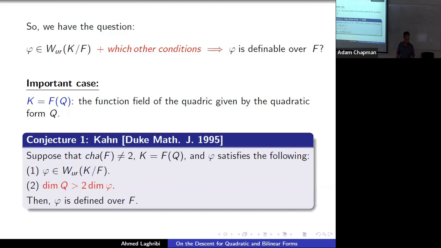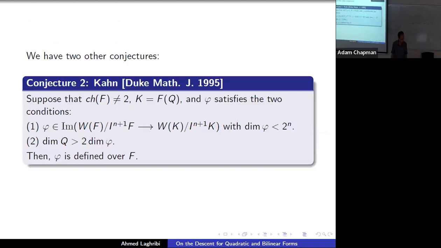But the unramified Witt group is something like a black box. The object is really obscure, it's difficult. So, Bruno Kahn suggests other conjectures. And he changed this condition by something a little bit clearer. If you would like to do something by hand, you should not take this object, you should take the graded Witt group. So I propose the second conjecture. The same condition, characteristic is not 2, K is F(Q), and phi satisfies two conditions. So the unramified condition is replaced by this one. But here we suppose that the dimension of phi is smaller than 2^(n+k). Okay? And we keep the second condition.